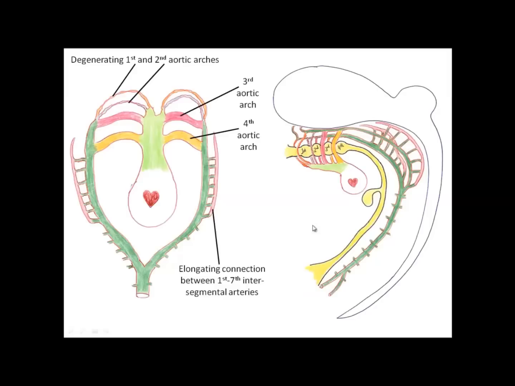And I'd also like to point out, off of the gut tube, we've got our respiratory diverticulum, aka the lung bud, which is budding off and will soon split into two separate lung buds, one on the left, one on the right.